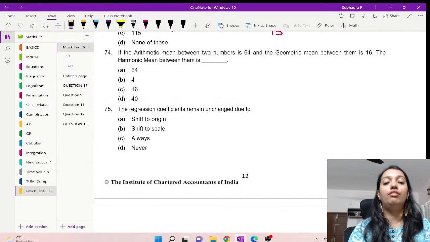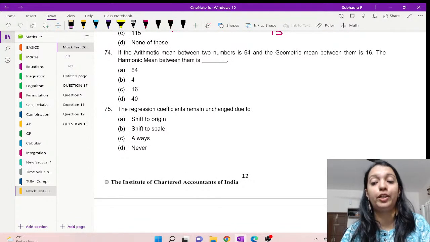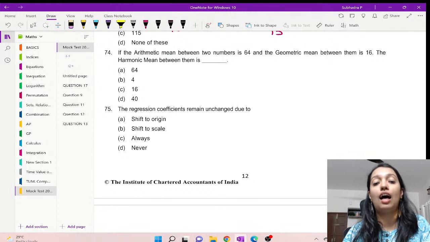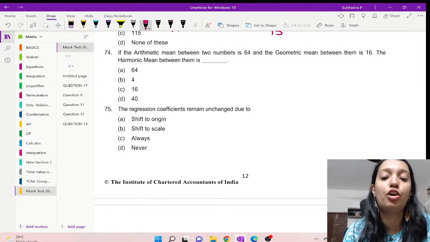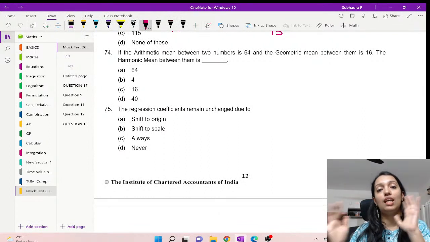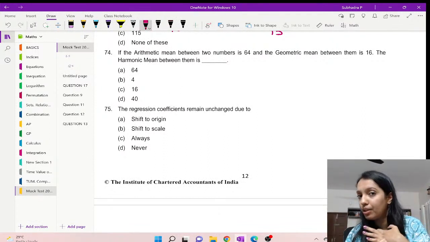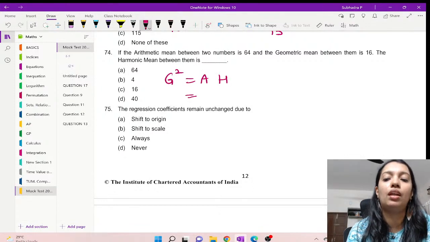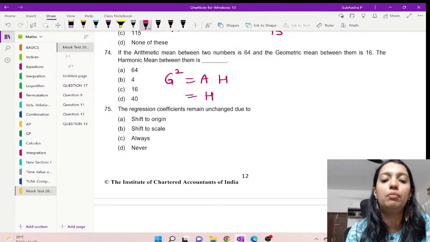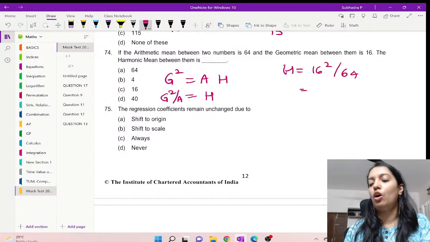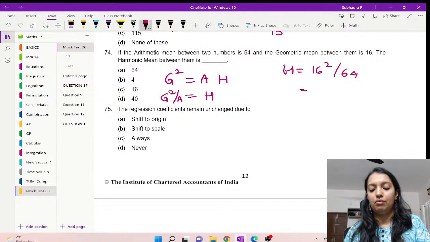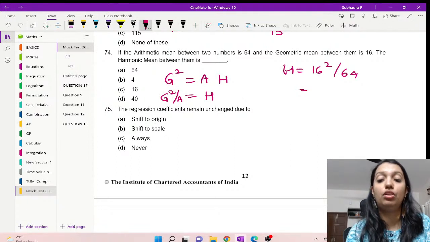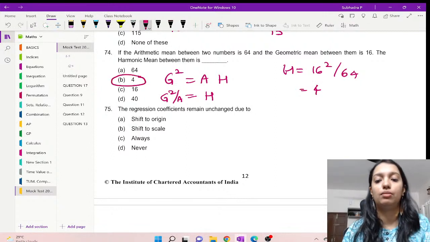Next. If the arithmetic mean between two numbers is 64 and the geometric mean between them is 16, then the harmonic mean between them is dash. We have to use the formula. Do you remember the relationship between arithmetic mean, geometric mean and harmonic mean? Geometric mean square is equal to arithmetic mean into harmonic mean. Now they are asking for the harmonic mean, so you do G square divided by A. Harmonic mean is equal to 16 square divided by 64. What is 16 squared? 256 divided by 64. Your answer is 4. Option B.